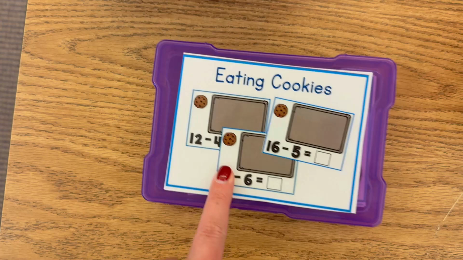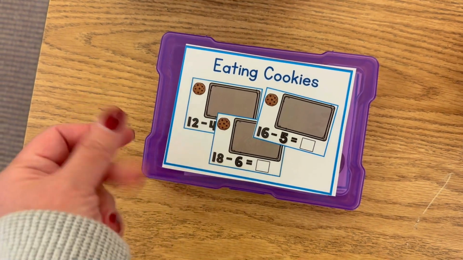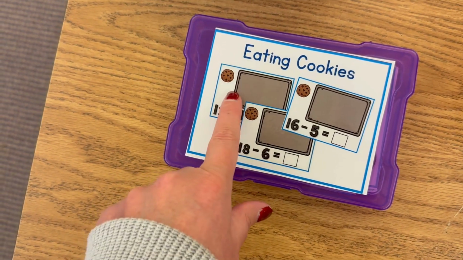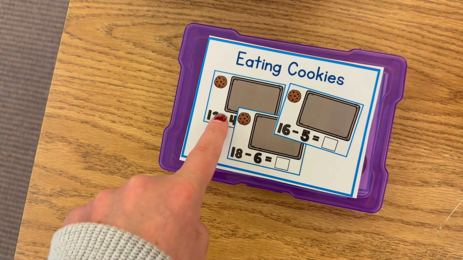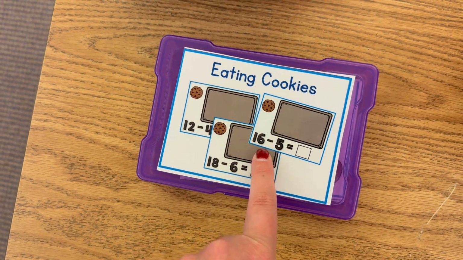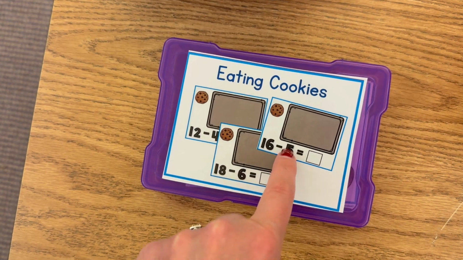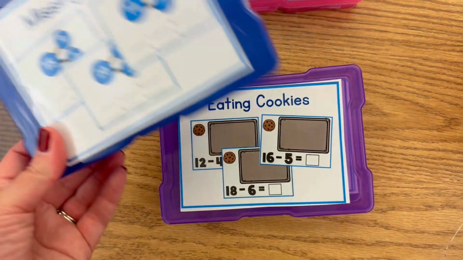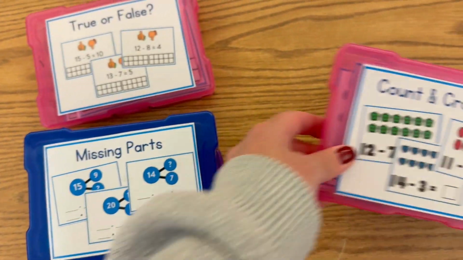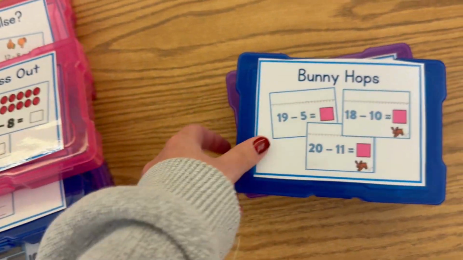And we have eating cookies, and this is going to be our hands-on one. You can use Play-Doh, you can use cubes. It's not going to fit on the tray here. You can also just have them draw pictures, but I tell them if they want to represent the cookies with cubes, they can. So they can take out 16 cookies, take away 5, write down the answer. So all the different strategies are still being practiced during those other times with our task cards.